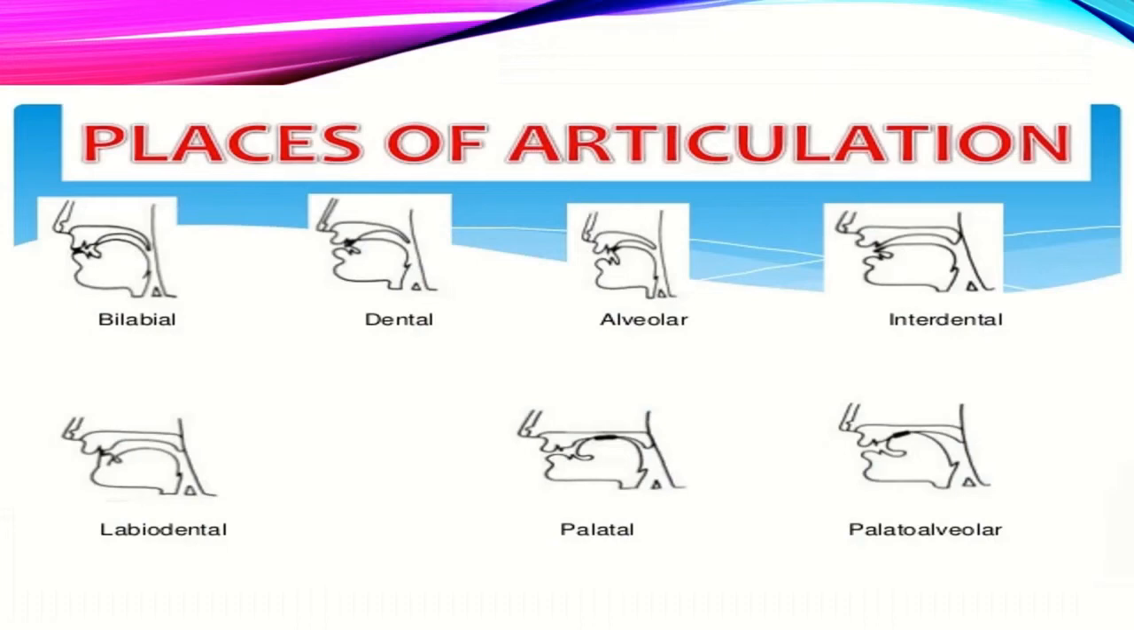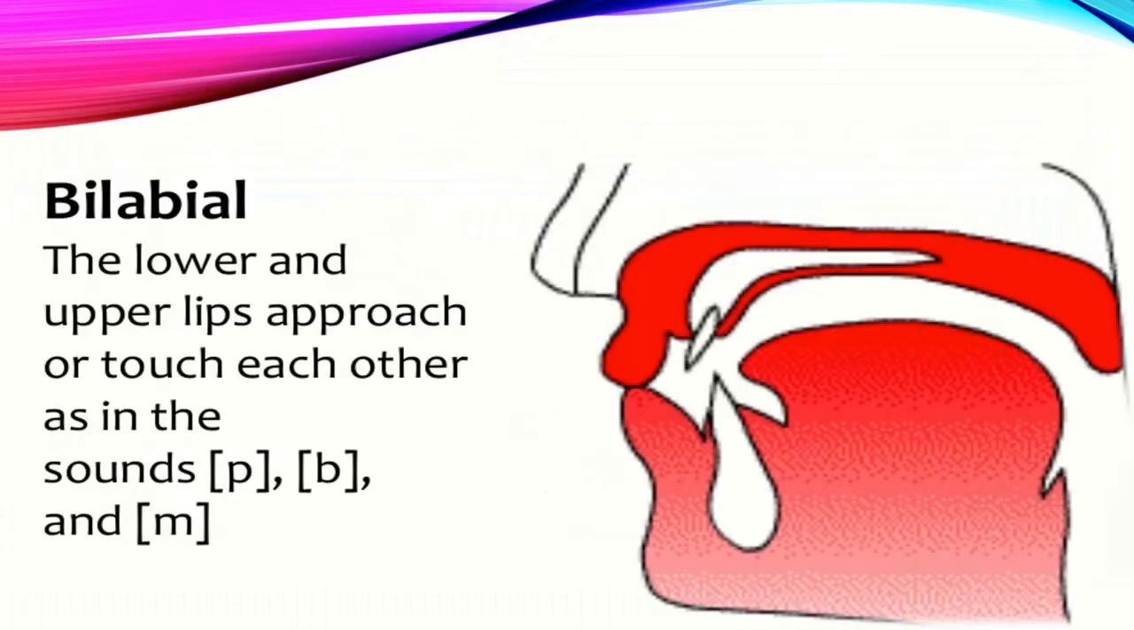So let's start. So Raymart, with the very first one. The first one is bilabial. Bilabial is when the lower and the upper lips approach or touch each other, as in the sounds b, p, and m. And of course, bilabial also, if we obstruct our vocal tract at the lips, like the sounds of b and p, the place of articulation, we call it bilabial.